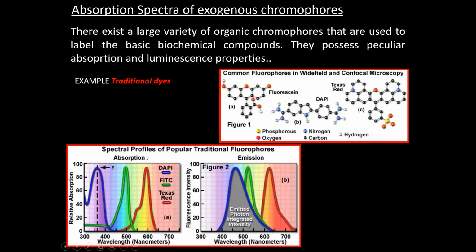Most of these molecules are routinely used in microscopy. And these bands come out of electronic transitions between a ground electronic state and a first electronic excited state, possibly with some vibrational contribution.